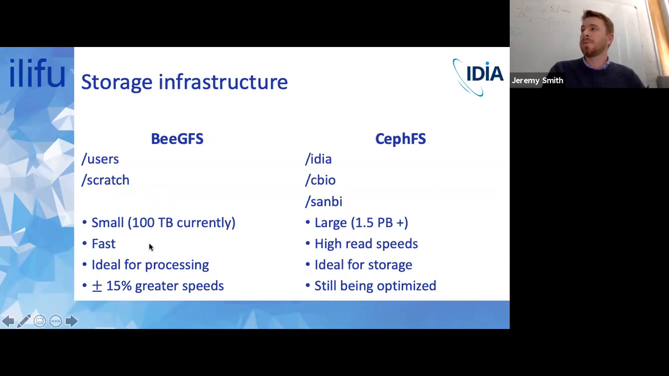Through early benchmarking tests, we found that processing on BeeGFS saw about a 15 to 20% speed increase over CephFS. But we have a lot of Ceph. It has high read speeds and is ideal for storage. It's still being optimized, and in the future we might see processing speeds on Ceph equal to BeeGFS. But at the moment, we recommend undertaking your processing in the Scratch space on the BeeGFS system.